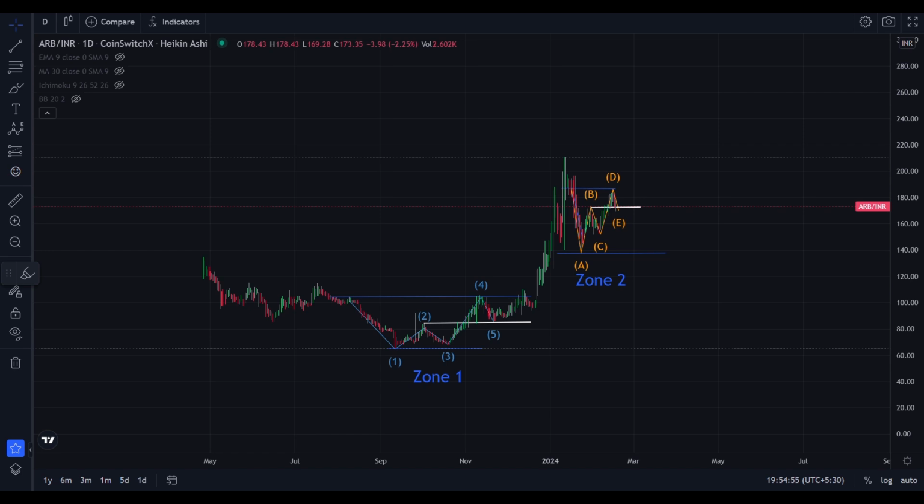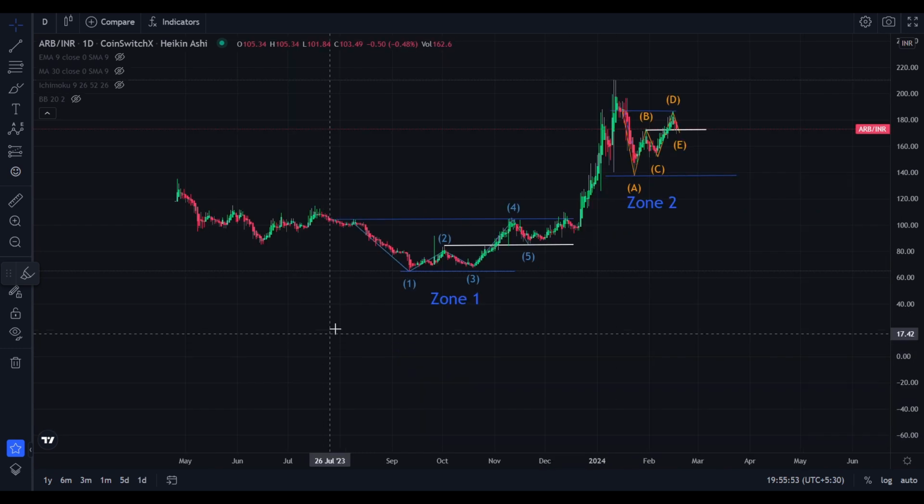To predict the futuristic price, I divided two zones of symmetry in this Arbitrum cryptocurrency. Zone 1 is the zone which has already been covered from point O to this all-time maximum, and zone 2 is the zone which has already been covered up to point E, which is similar to point 5. The futuristic price will be decided based on the previous cycle after point E.